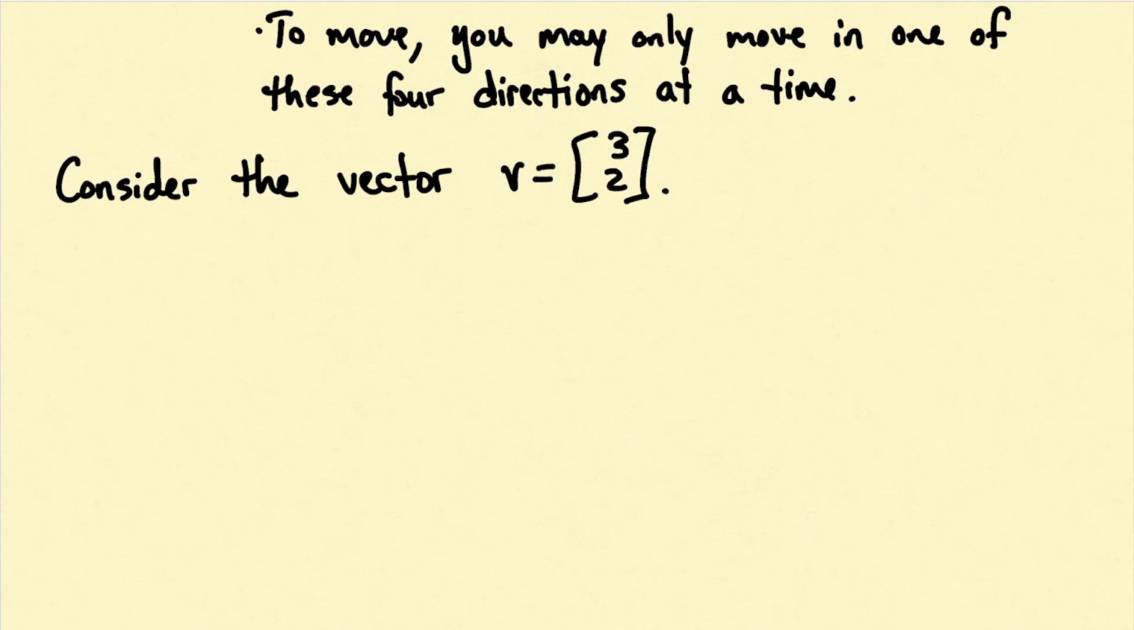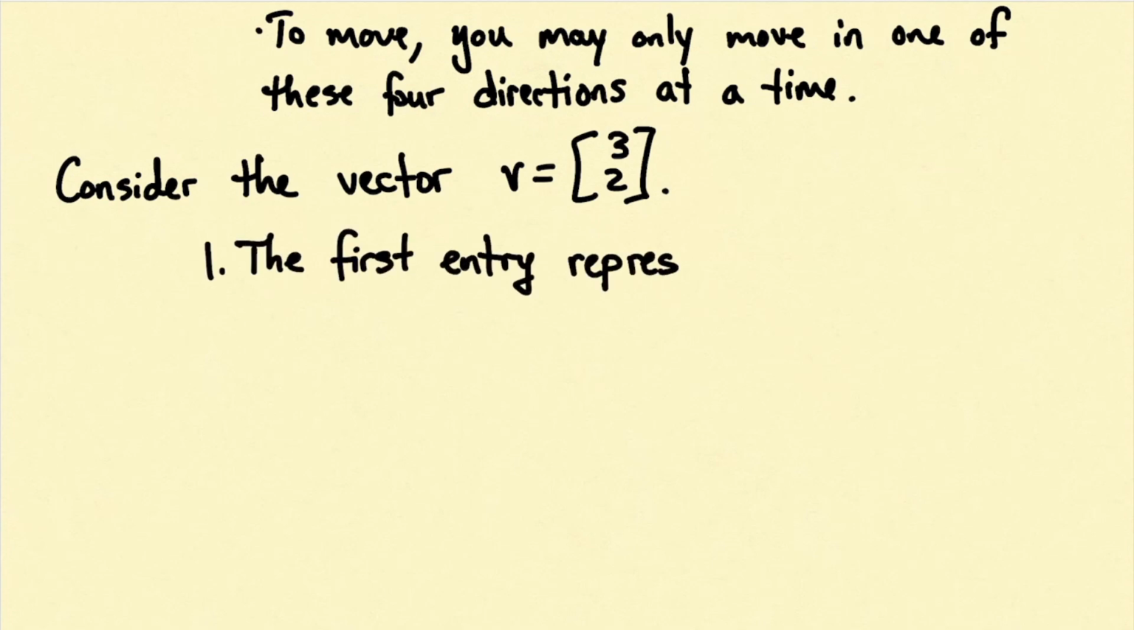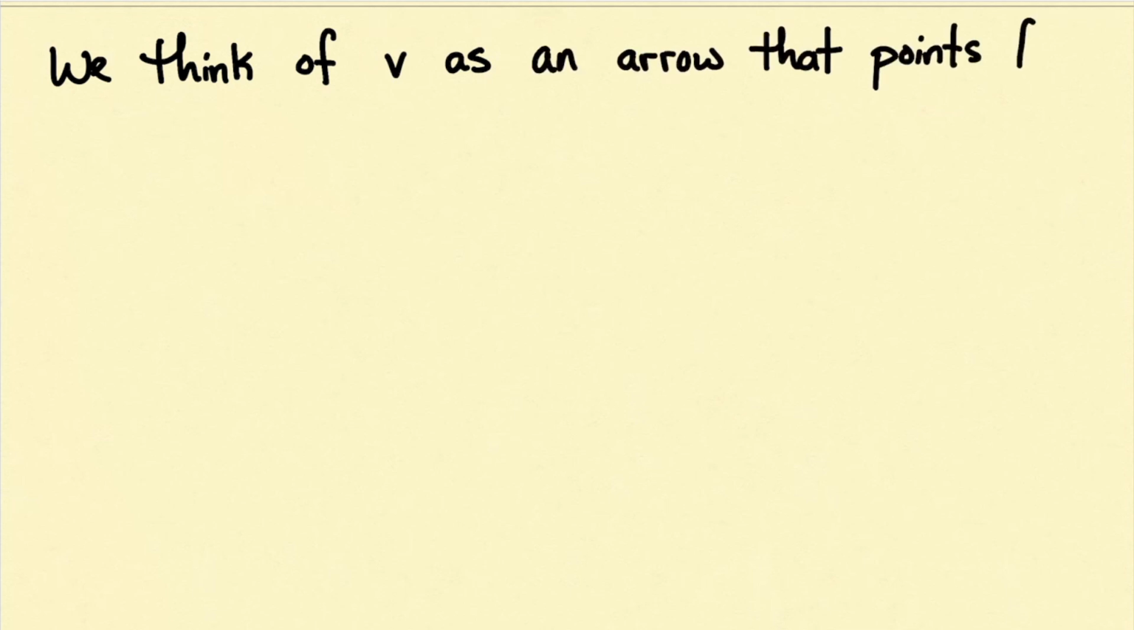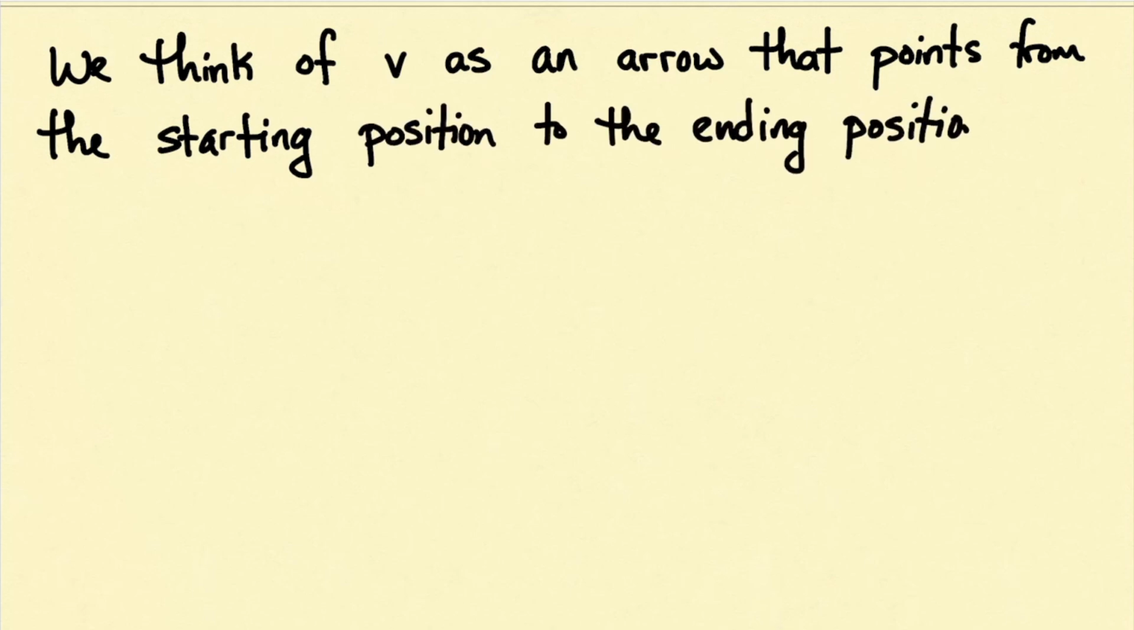We can think of this vector as an instruction for the game. The first entry represents a move by 3 units parallel to the x-axis. That is, the first instruction is to take 3 steps to the right. The second entry represents a move by 2 units parallel to the y-axis. That is, 2 steps forward. As a whole, we think of the vector as an arrow, just like in the one-dimensional case, with its tail at your starting position and its head at your ending position.